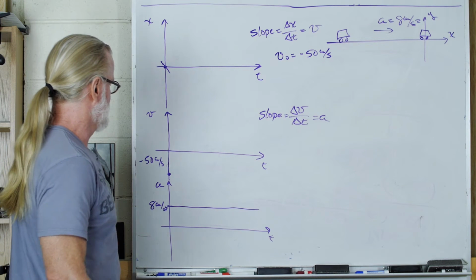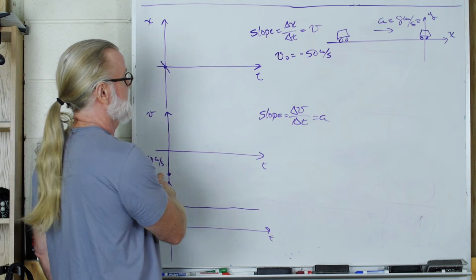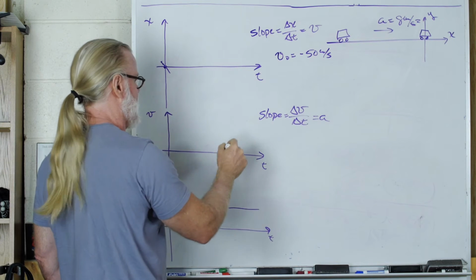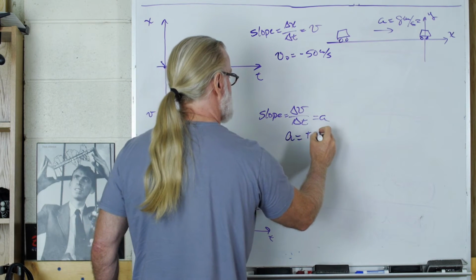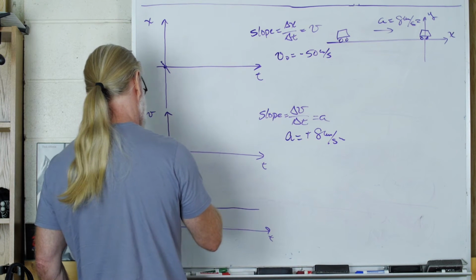Now, the slope of this represents acceleration. What's the acceleration? Positive 8 centimeters per second squared. Slope is acceleration. Acceleration is a positive 8 centimeters per second squared, so I need a positive slope.